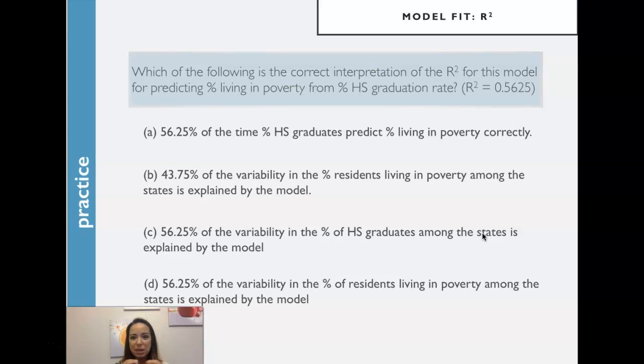What are we trying to explain? We're trying to explain poverty, right? And we put in as predictor percentage of high school graduates. So D, 56.25% of the variability in percent of residents living in poverty among the states is explained by our model, which has as a predictor percentage of graduates among the states. So D is the correct interpretation.